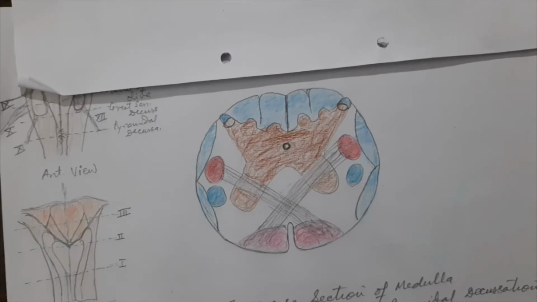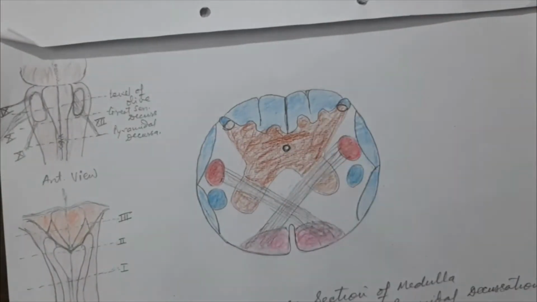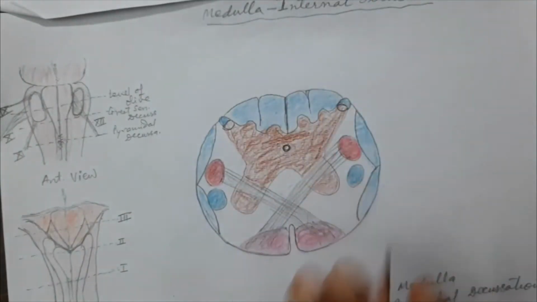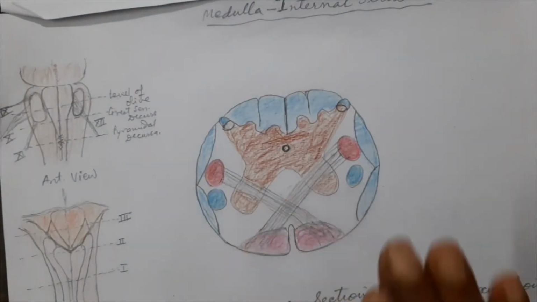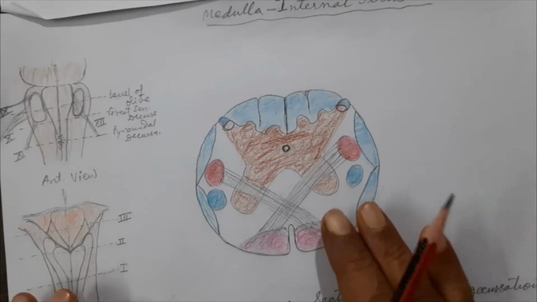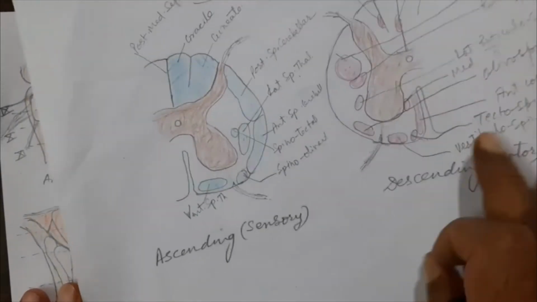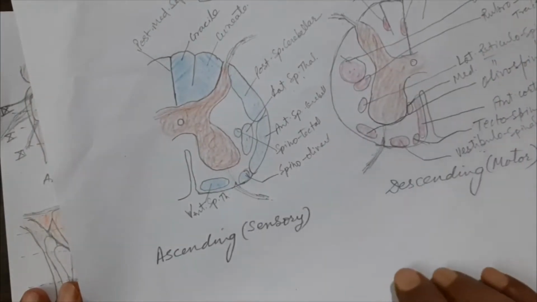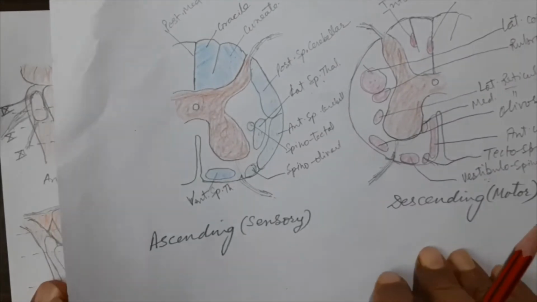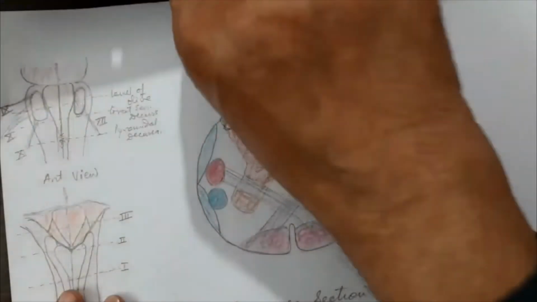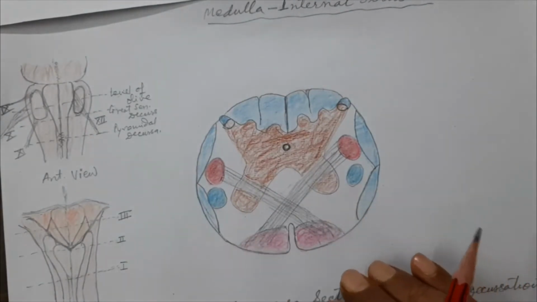We will see these changes at the level of the pyramidal decussation. For descriptive purposes, we will first learn what changes have taken place in the white matter that are different from the spinal cord, and then what changes have taken place in the gray matter at this section. So let us come first to the changes in the white matter.